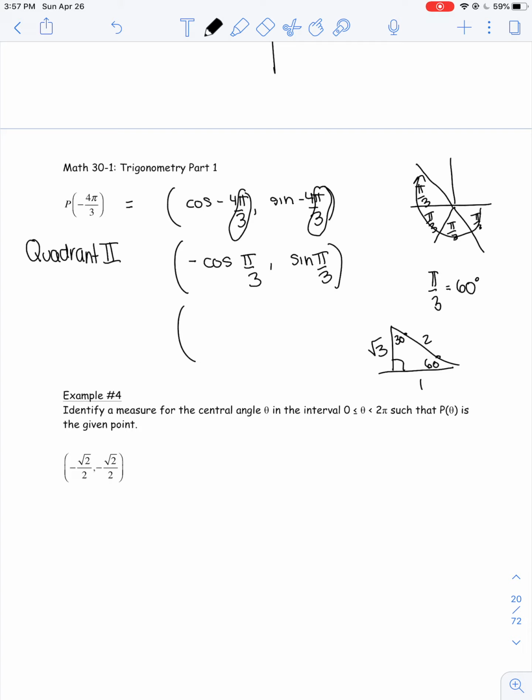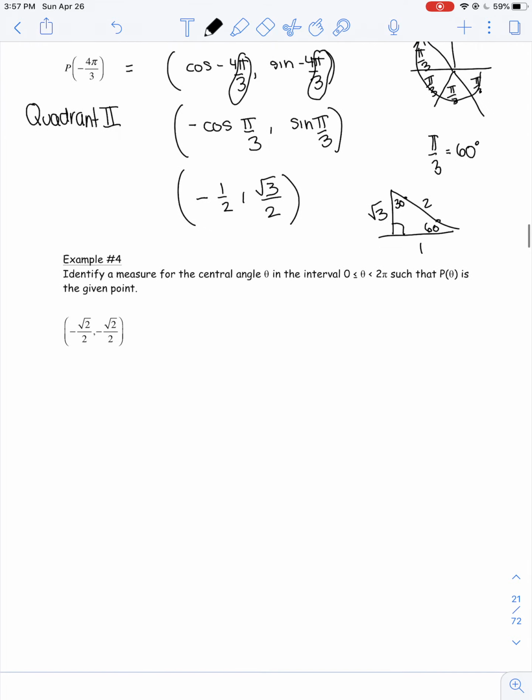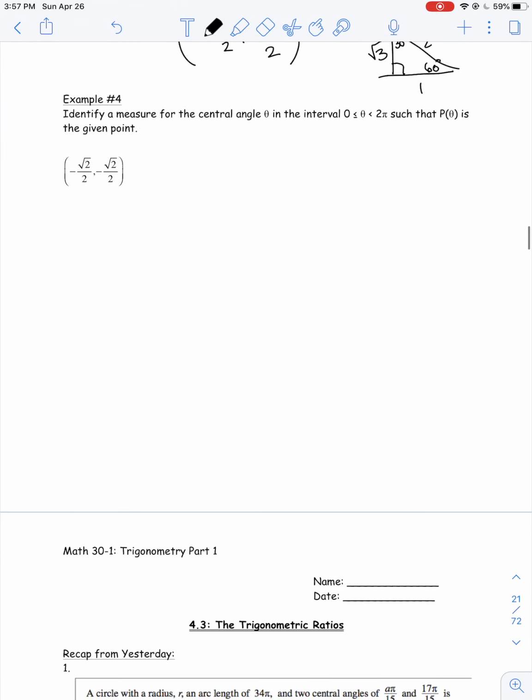So when I redraw the triangle, that will help me figure out my answer, because negative cos of 60 degrees, which is pi over 3, is equal to negative, from 60 degrees, your adjacent side over your hypotenuse. So that's going to be negative 1/2. And for sine of pi over 3, you're going to go opposite from 60, which is root 3, over your hypotenuse, which is 2. And that's how we get our answer.